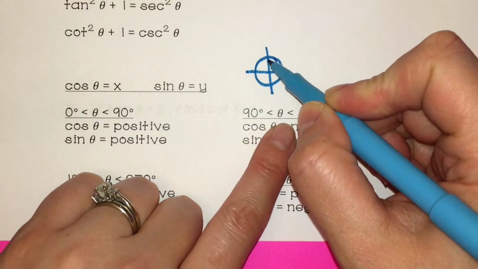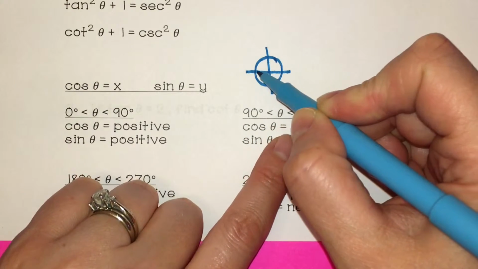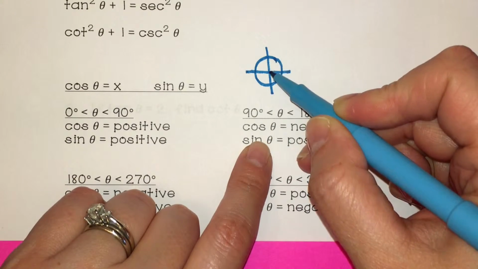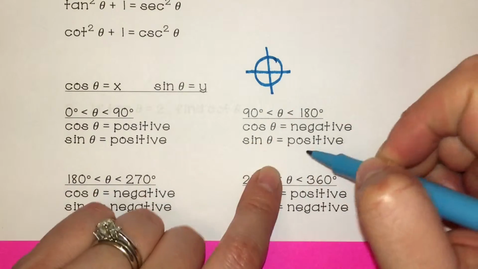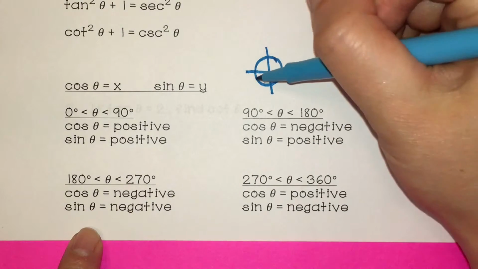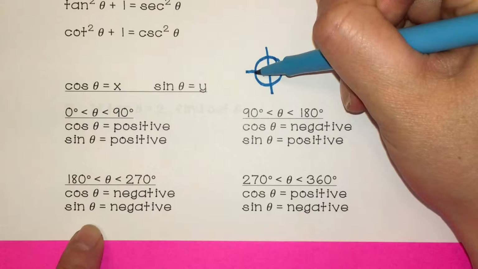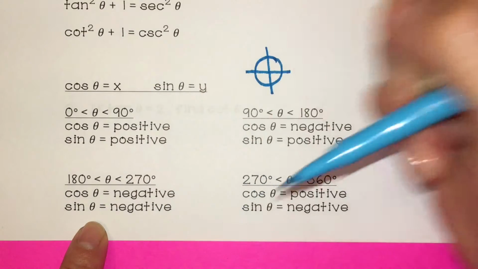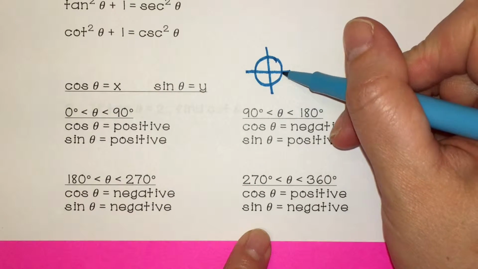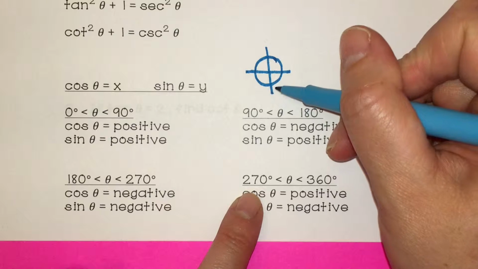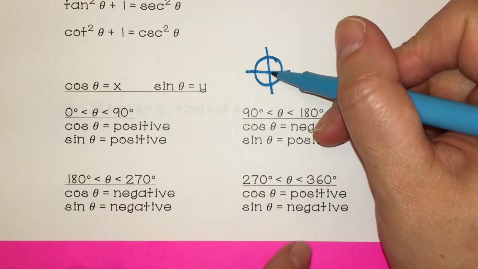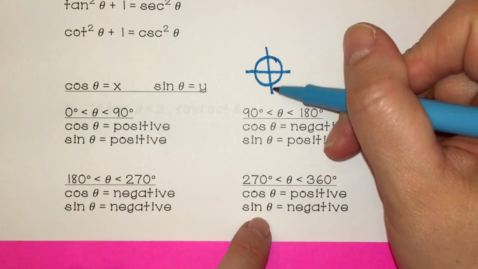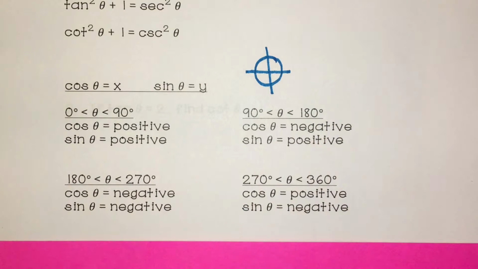From 90 degrees to 180 degrees, the x value is negative, meaning cosine theta is negative. Y value is positive over here, so sine theta is positive. From 180 degrees to 270 degrees, both x and y are negative, so both cosine theta and sine theta are negative. And the last one, just think of it as a quadrant. We have 270 degrees to 360 degrees. The x values are positive, so cosine theta is positive. Y values are negative, so sine theta is negative. And this will be important when we're working with them. So let's go through some problems.